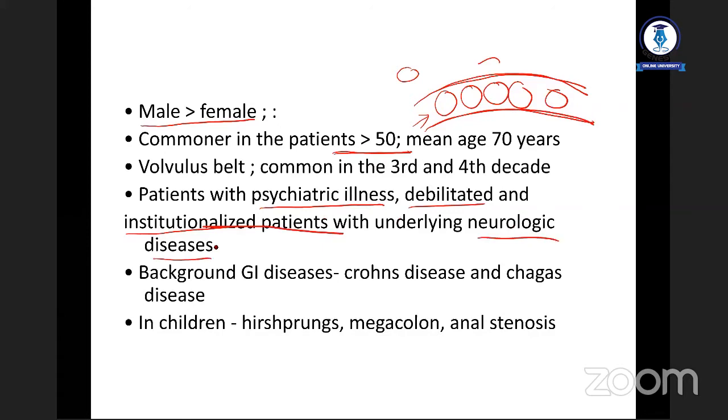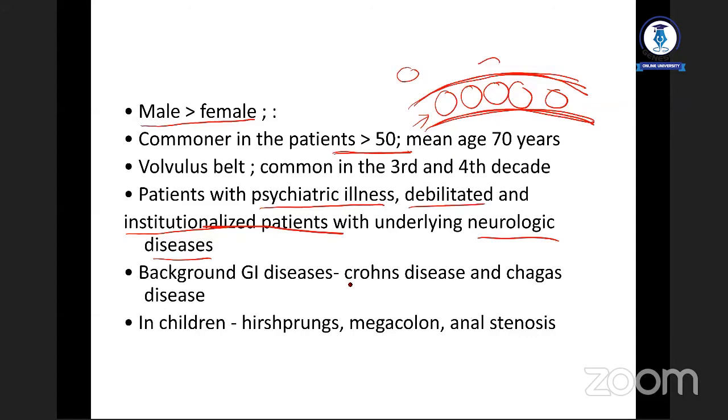What happens in case of neurologic disease? Again, the peristalsis, which is under the command of both neurological parts and muscular parts. So if the patient has some neurological disease, there is certainly a chance that the peristalsis will become weak or sometimes absent, as a result of which may result into volvulus.